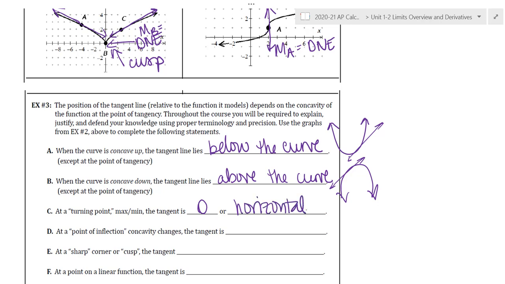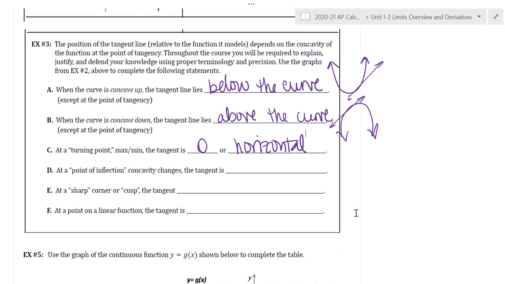So think about this in terms of acceleration. If you are accelerating, and then you start decelerating, there's one point where nothing will be happening, and that's that turnaround point. A point of inflection, this is a new term for you guys. A point of inflection is where concavity changes. So that means we're changing from concave down to concave up. And where that concavity changes, we have this interesting point where the tangent is going to be straight up and down, just like we saw in point D.